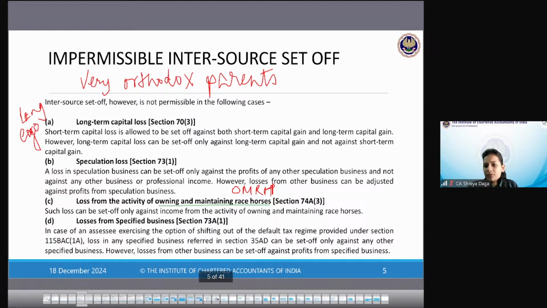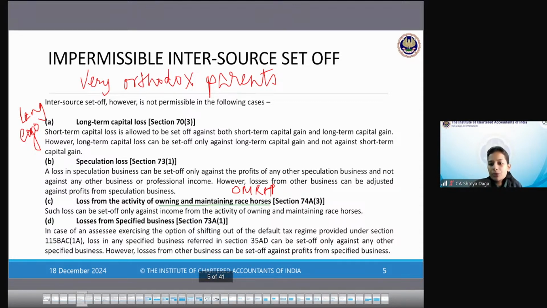There is the new tax regime. What to do in case of specific business? I didn't get this question. Specific means specified. In the default regime, 35 AD is not relevant. This point is only for shifting out of the default regime. So that's about the speculation thing.